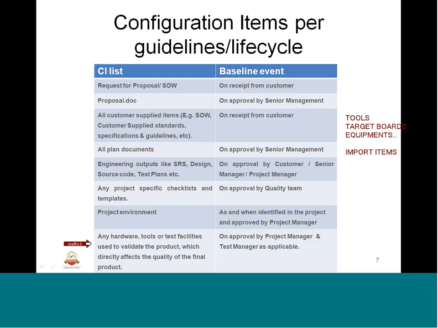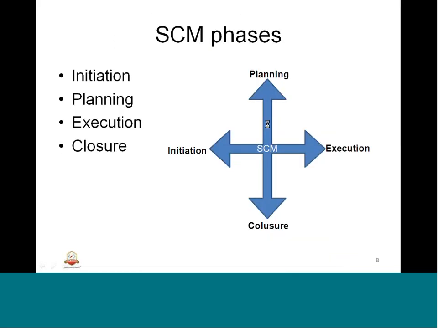And the next one is the hardware, tools, and test facilities used to validate the product. It could be test equipment, test machines, laptops, any wiring harness boards, any target boards, any emulators, simulators, any flash programmers. All this is part of the hardware and tools that directly affect the quality of the final product. All this will be controlled through the CI list, and that also needs to be approved by the project manager to make it a baseline. That's what configuration items typically follow in the embedded software testing or embedded software life cycle.